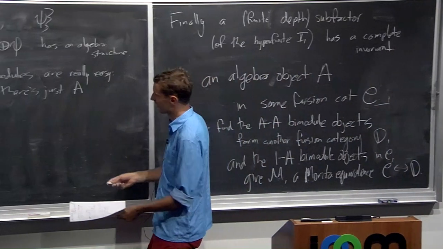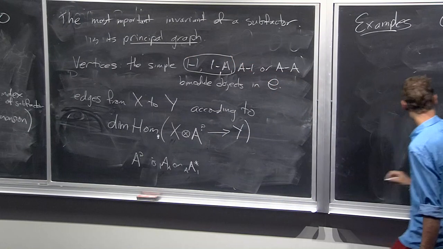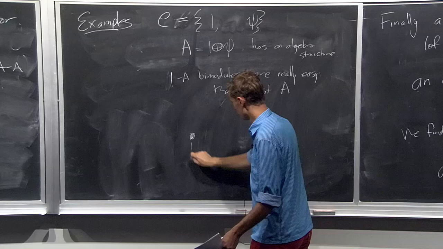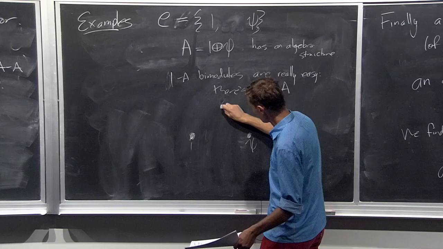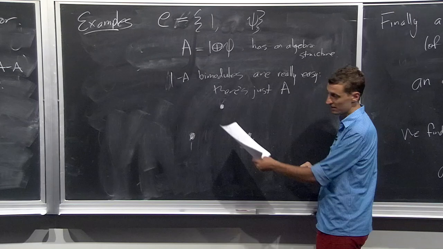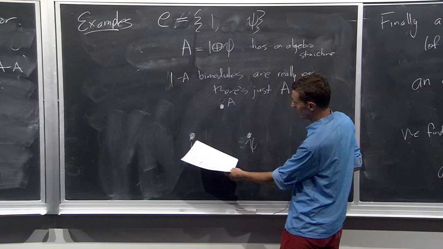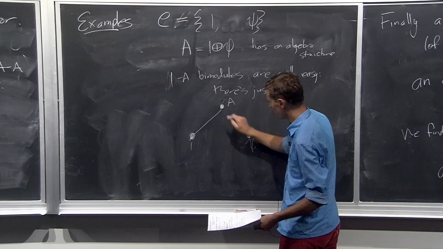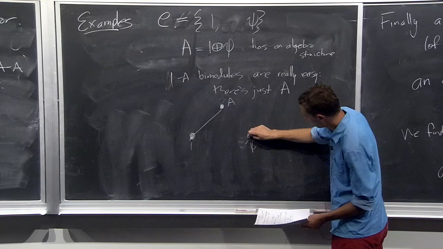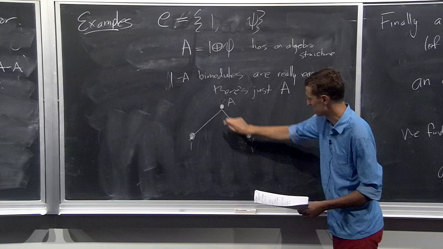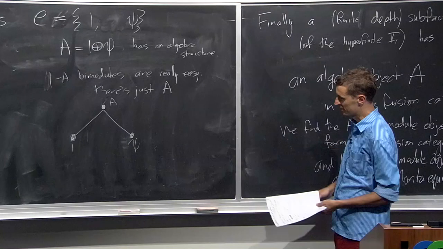And so what's the principal graph going to be? At least these pieces of the principal graph, what do we get? Well, we've got vertices here for 1 and for psi, the simple objects in C, and we've got a single object in the 1A bimodule category. And the tensor product rules are really simple. You take 1 and tensor it with A, well, that's surely going to be A. Alternatively, you can take psi and tensor it with A, and there's only one thing you can possibly get, counting dimensions. You get A again. So this is the principal graph for that particular setting.